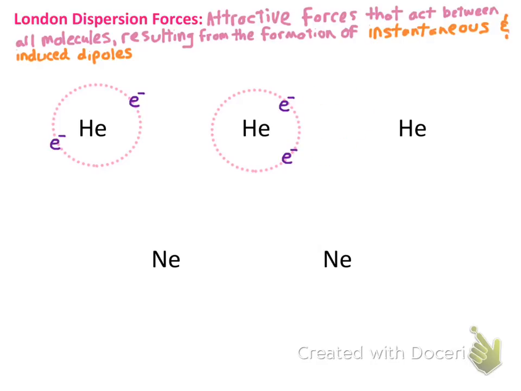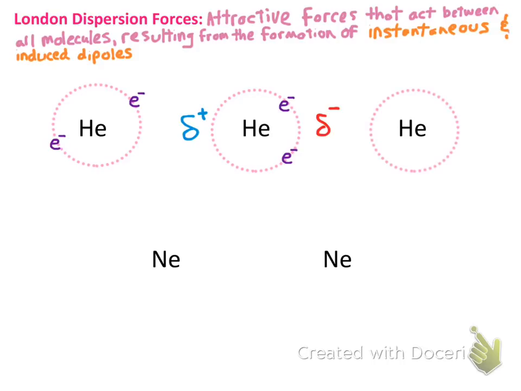This would create, albeit temporarily, an electron-rich side of our atom, which would then have a partial negative charge, and consequently, an electron-deficient side of our atom, which would also consequently have a partial positive charge. Now, because this is from the random movement of the electrons, this is only going to be temporary. Hence, an instantaneous dipole is created.